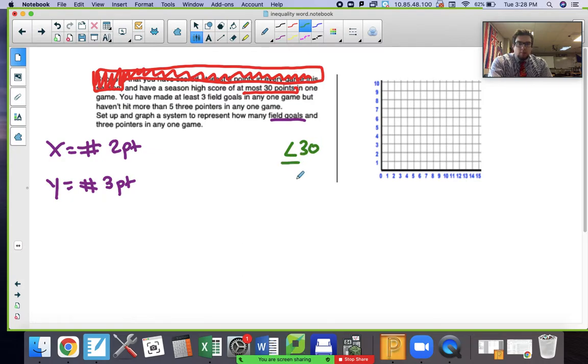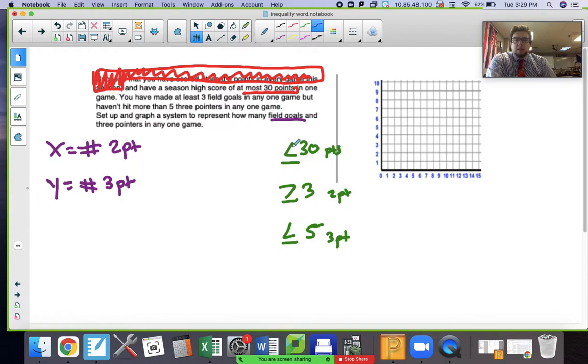So in a game, we've never scored more than 30 points. But I've made at least 3 2-pointers. But I've never made more than 5 3-pointers. So what helps in word problems a lot is to look at the units.